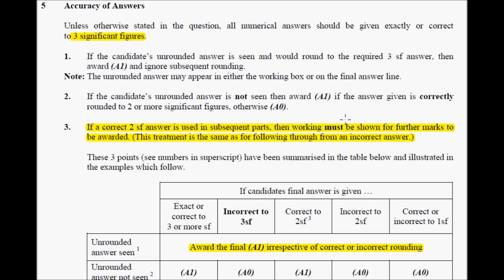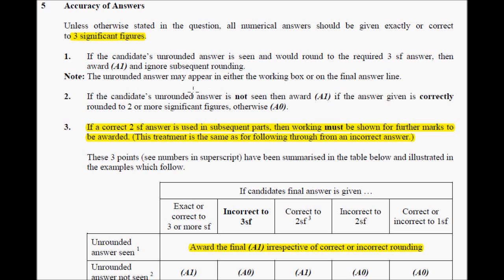Okay, so accuracy of your answers. The important thing to remember here is that unless they say otherwise, you've got to go to three significant figures. Now, they've changed this from the class of 2013, and it's good for the students. Look at number one. It says if the candidate's unrounded answer is seen and would round to a three significant figure answer, then award A1 and ignore subsequent rounding.